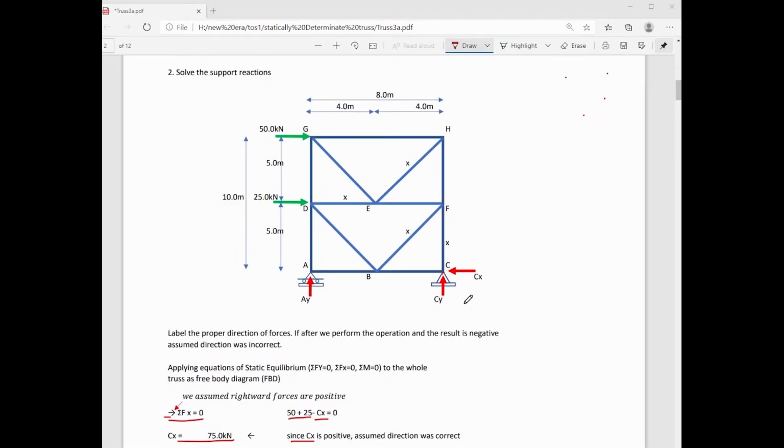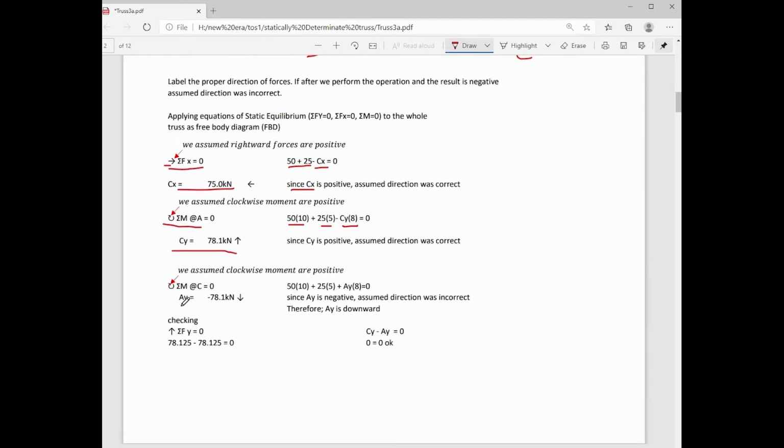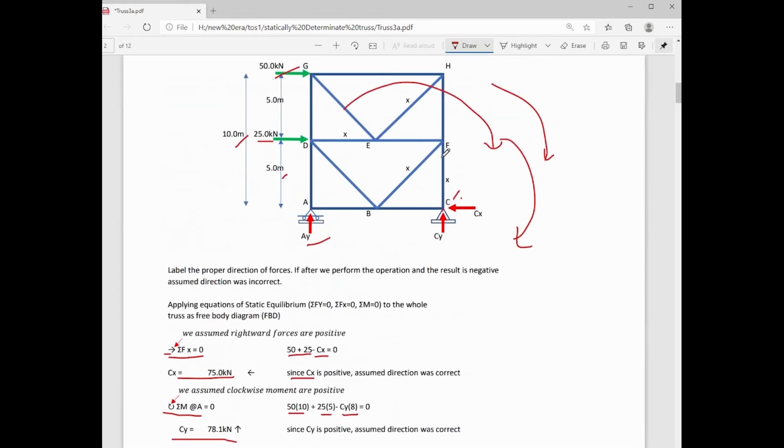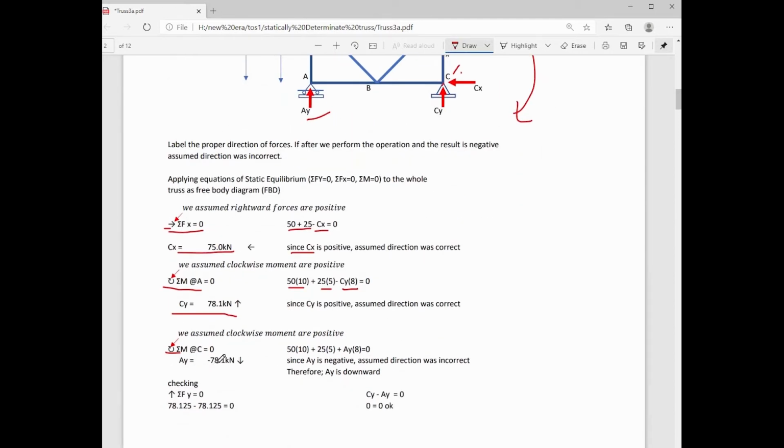After solving for the support reactions at point C, Cx and Cy, we will apply summation of moment at point C to solve for the support reaction at point A, that is Ay. We have 25 multiplied by 5, clockwise with respect to point C. 50 multiplied by its moment arm of 10 meters is also clockwise with respect to point C. And Ay multiplied by 8 meters, the moment arm, is still a clockwise moment with respect to point C. So from applying summation of moment at point C equal to 0, we have 3 terms in the equation, all positive because they are all clockwise moments with respect to point C.